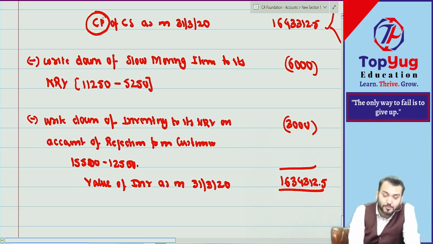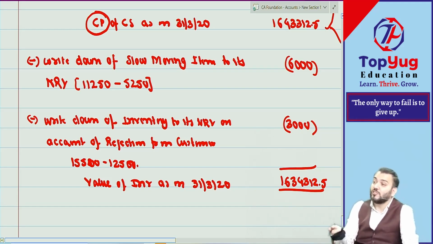So this was cost price, but we want value. Value means cost price or NRV, whichever is lower. Understood? In the previous question, that point was not given. So whatever you have calculated, that is the value only. Have you understood this point?